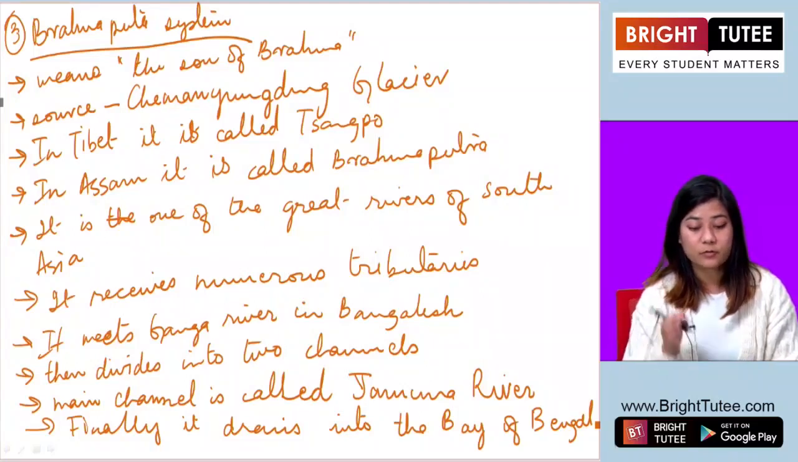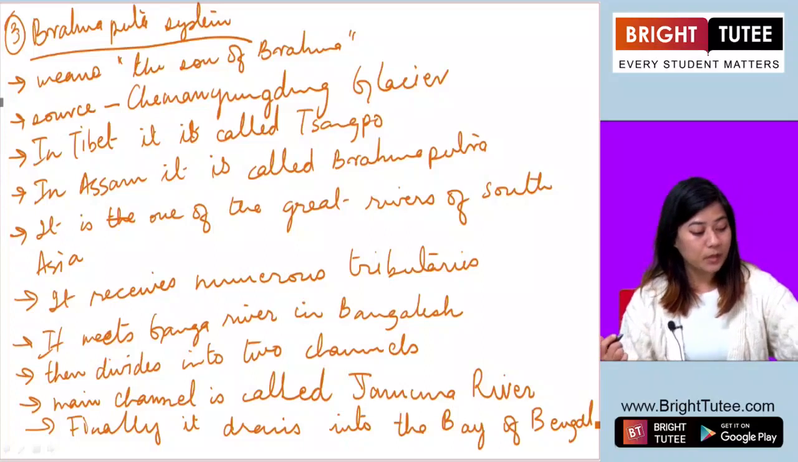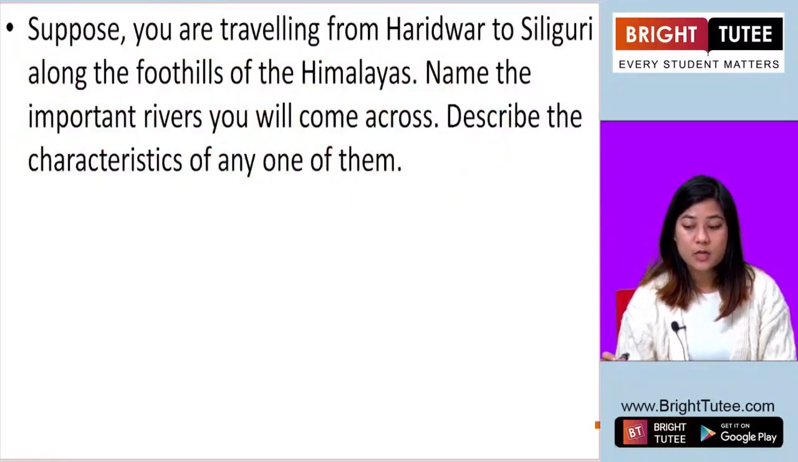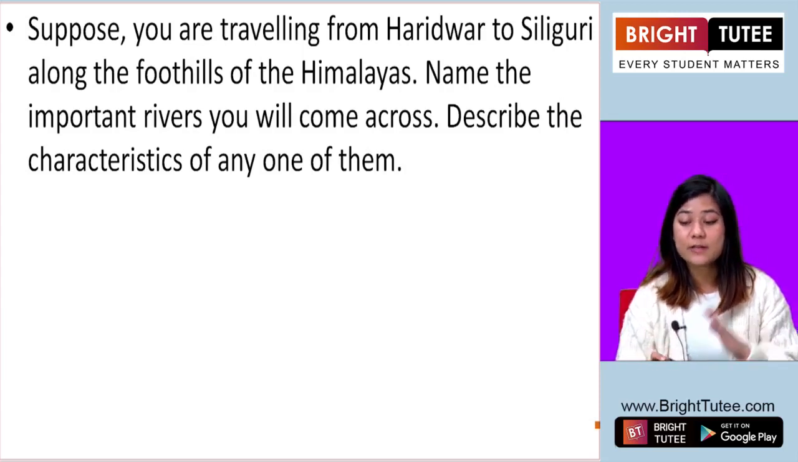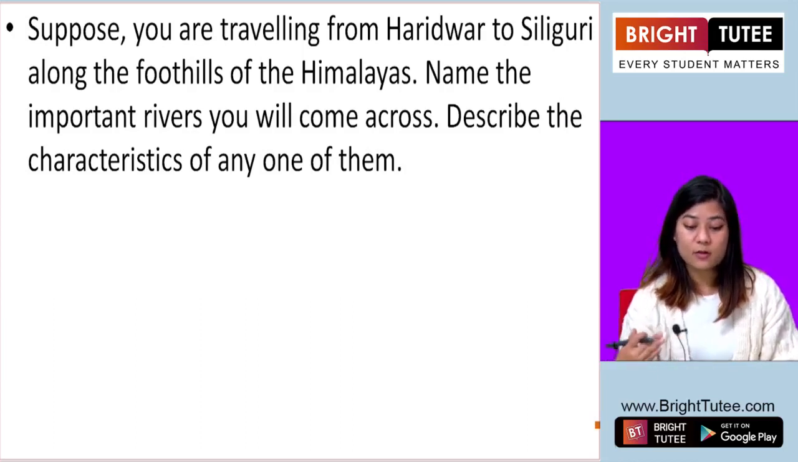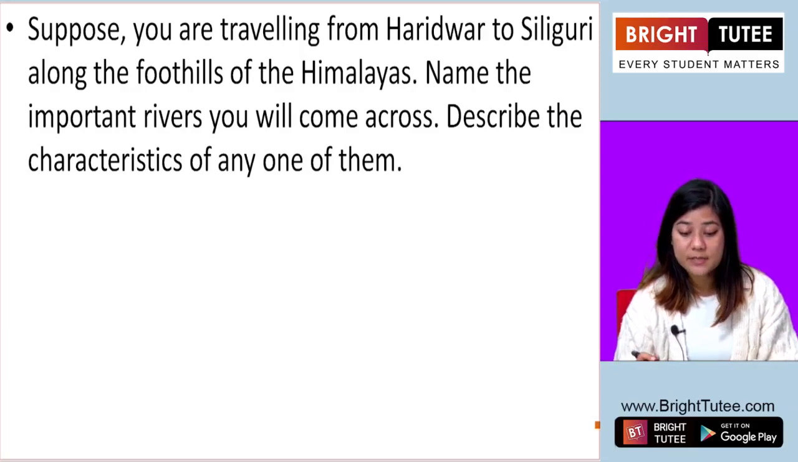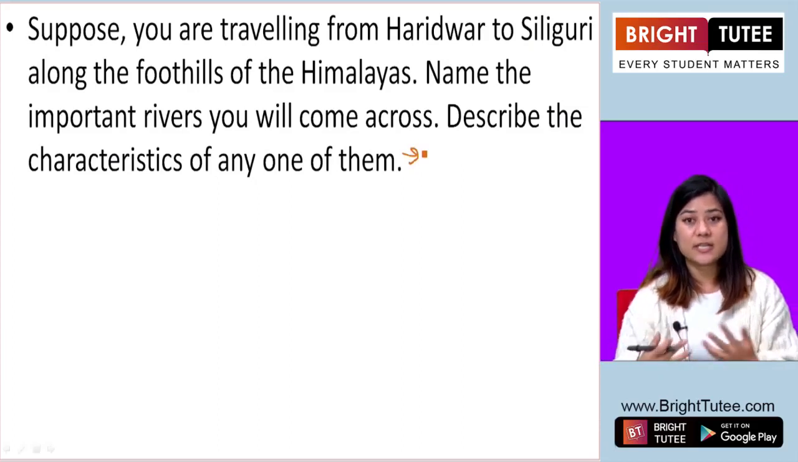that you have to write for three important river systems of the Himalayan rivers, then you can add from the book or from what we have learned just now. Moving on to the next question. So in this question, this is a small exercise for you. It is asking you to imagine that you're traveling from Haridwar to Siliguri. As you travel along the foothills of the Himalayas, you have to name the important rivers you will come across, and describe the characteristics of any one of them.